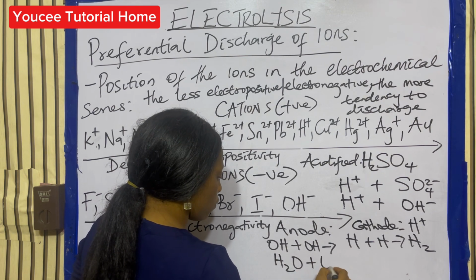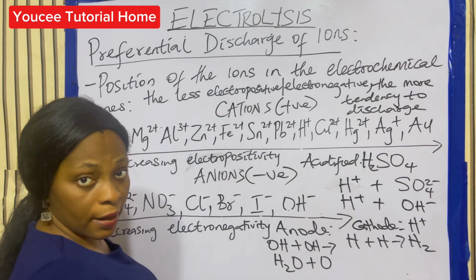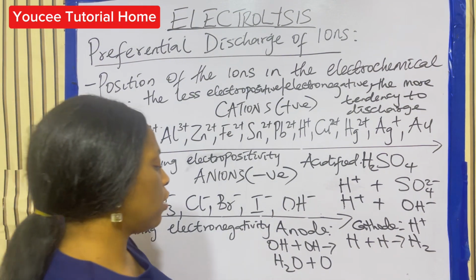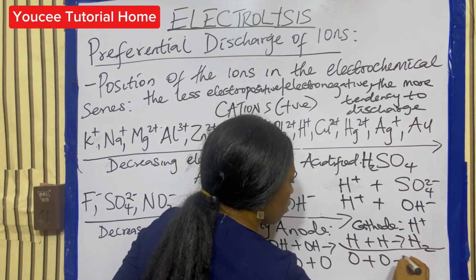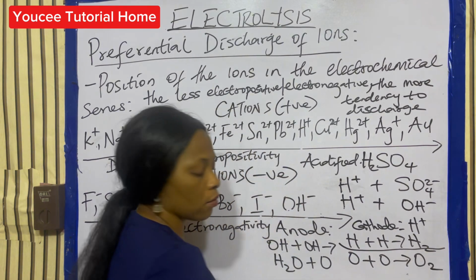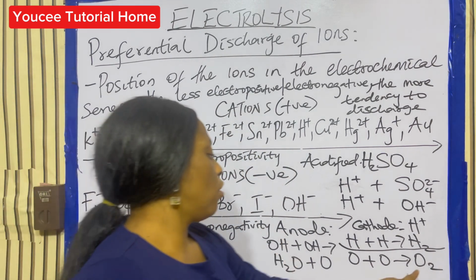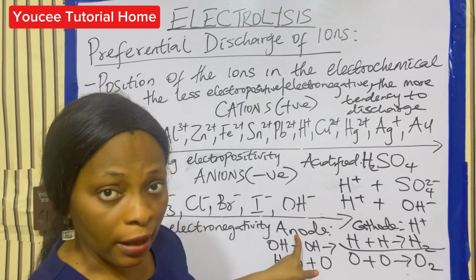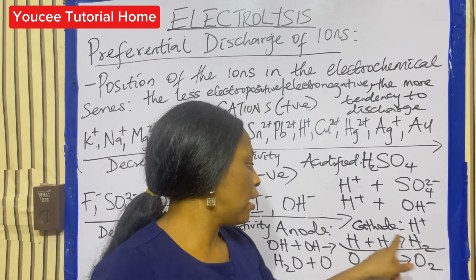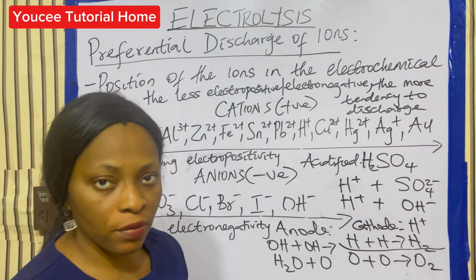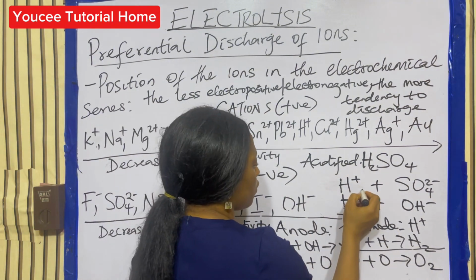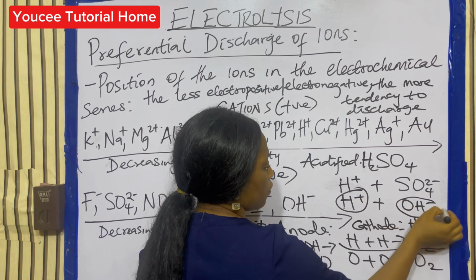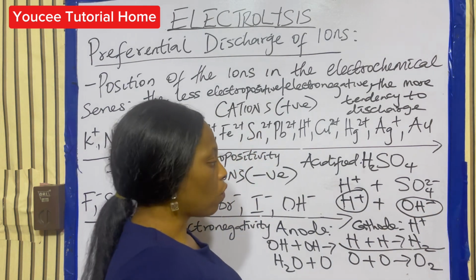Water plus O. Are we together? Water plus O. So this O is going to be O plus O. That will give us what? Oxygen. So at the anode, oxygen is going to be deposited, while at the cathode, hydrogen is going to be deposited. So at the end of the day, one of these is gone, and this one is gone. So what is remaining?